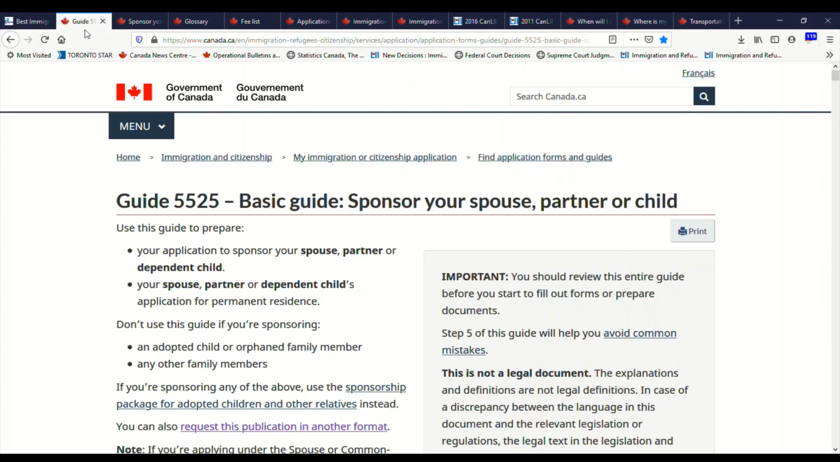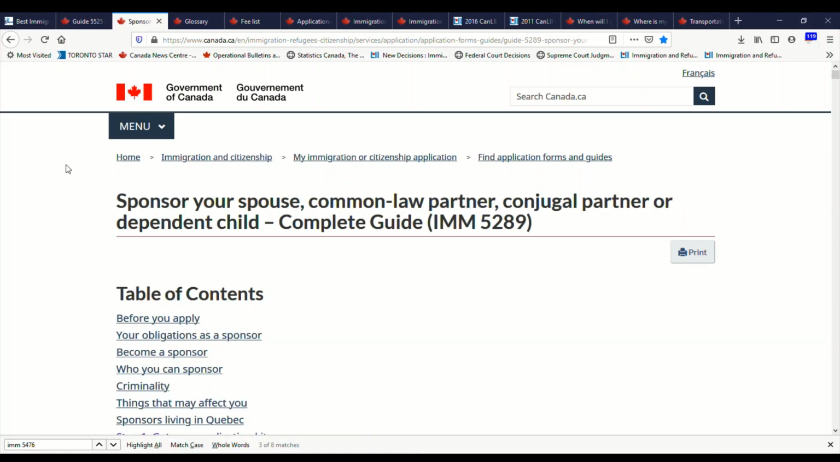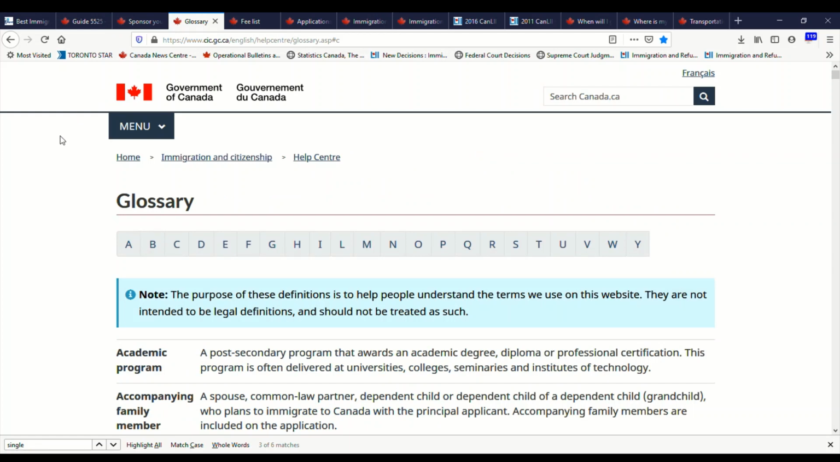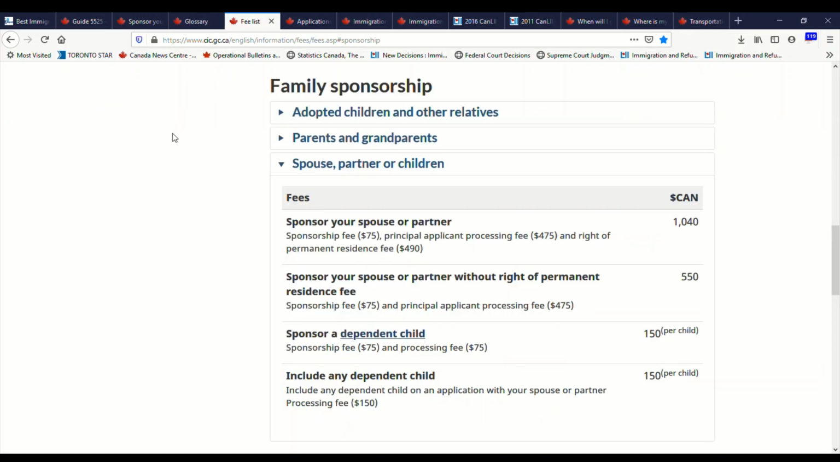Generally, you could start reading the basic guide to get an overview. However, the complete guide offers the most helpful details. Keep in mind that the glossary defines the legal terms in plain English. Whenever in doubt, look up the meaning of the word before filling out the form. Finally, you should consult the fee list to find out the current processing fees before making a payment plan.